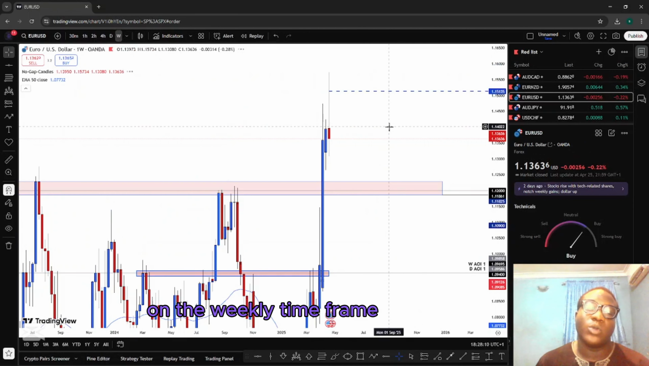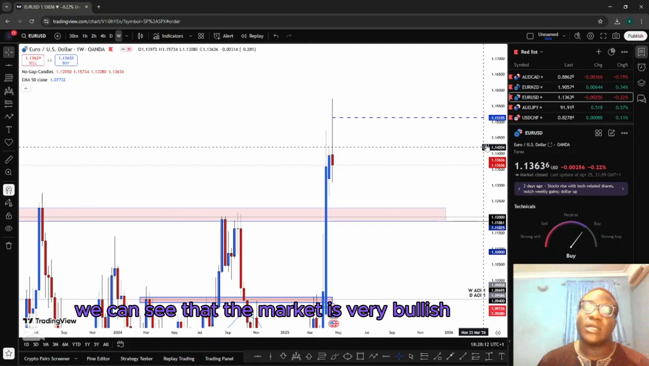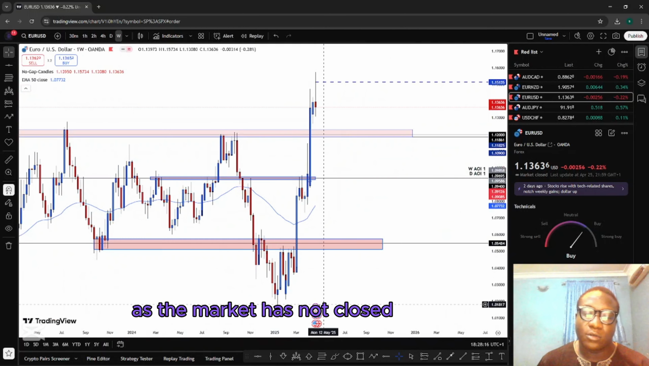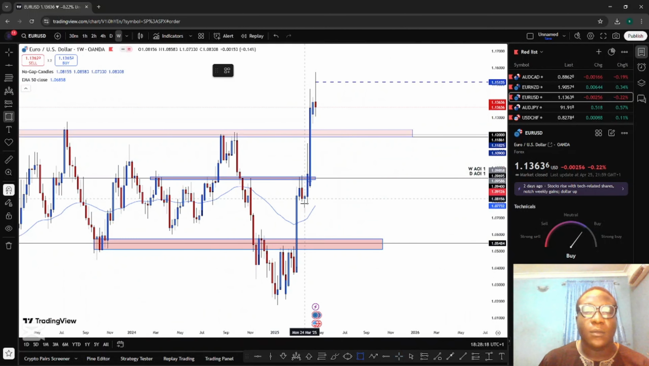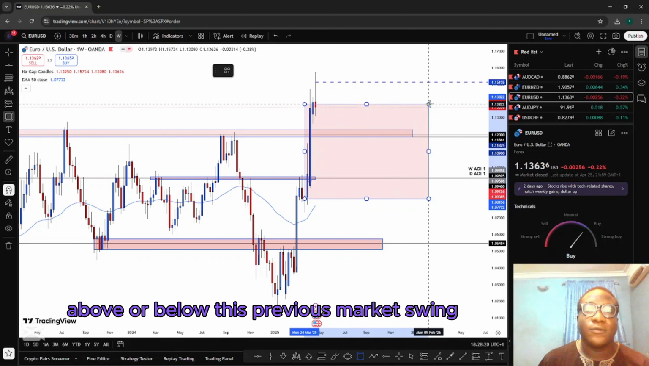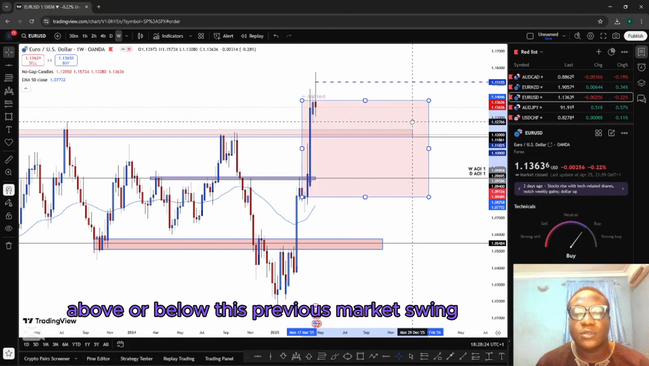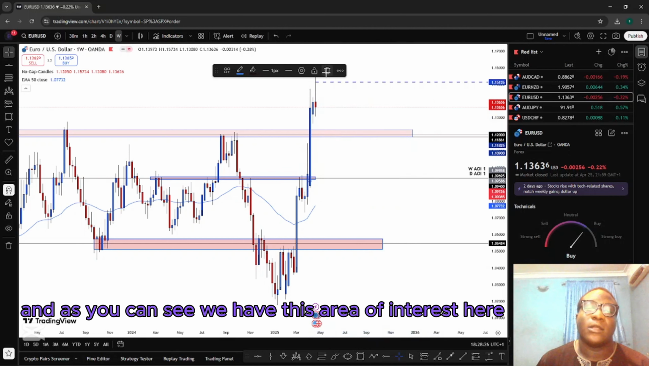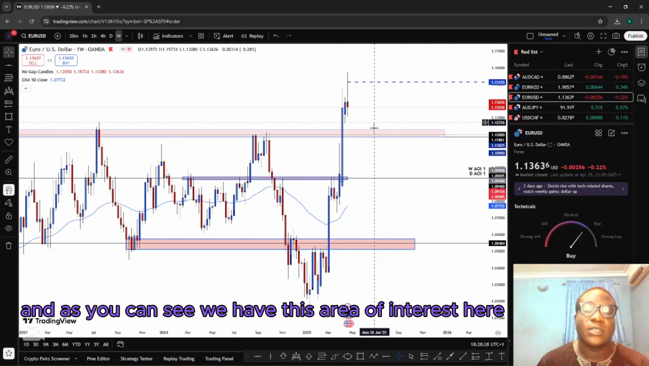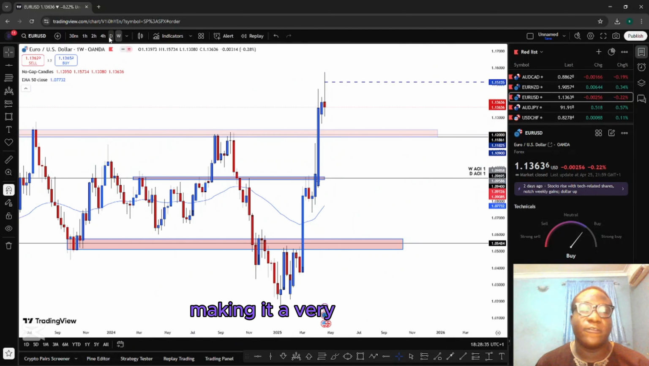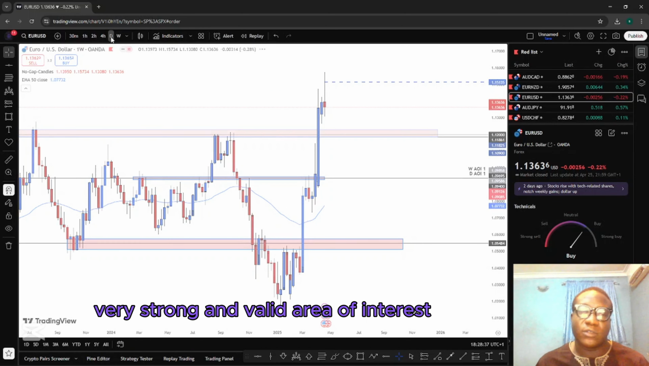EUR/USD on the weekly time frame, we can see that the market is very bullish as the market has not closed above or below this previous market swing. And as you can see, we have this area of interest here where the market has tested multiple times in the past, making it a very, very strong and valid area of interest.